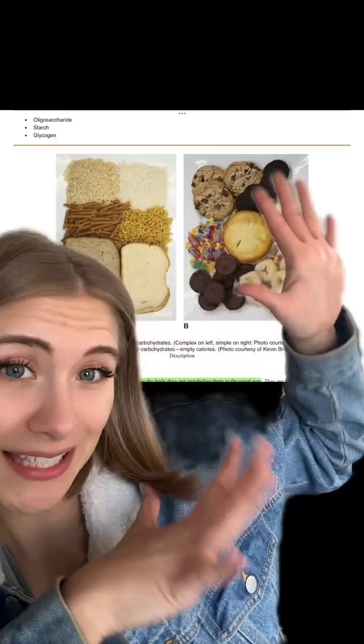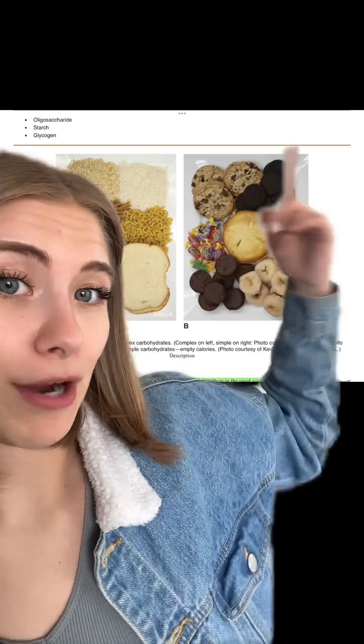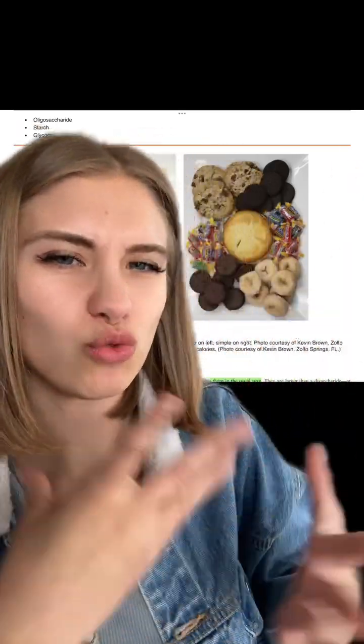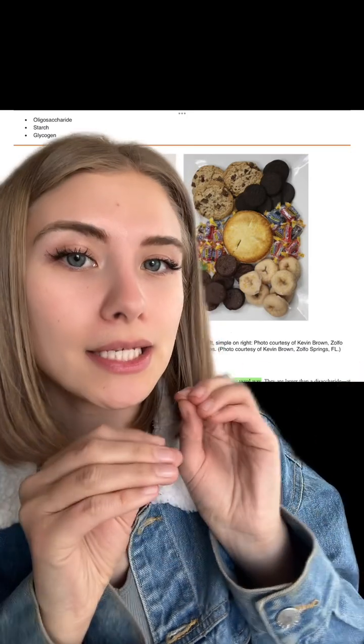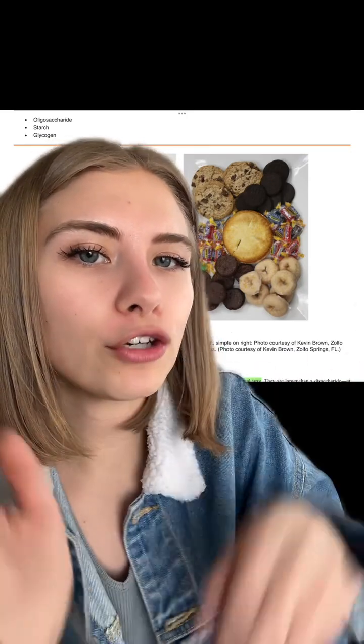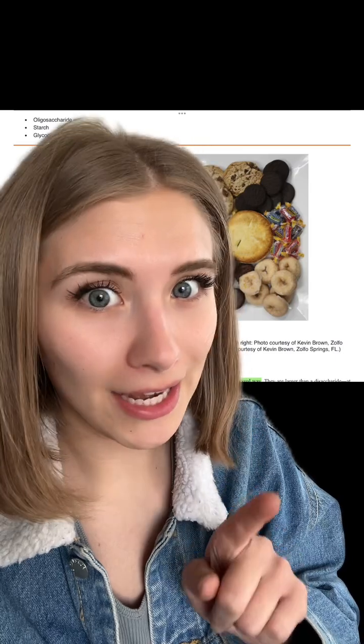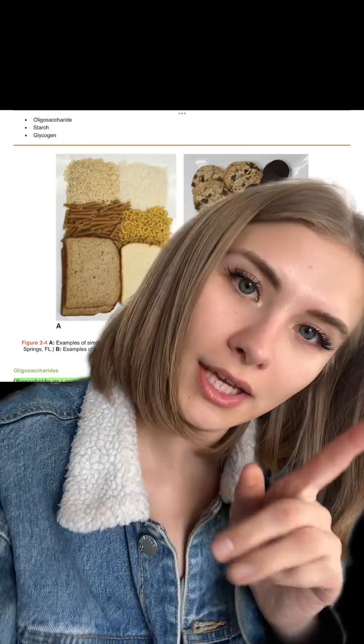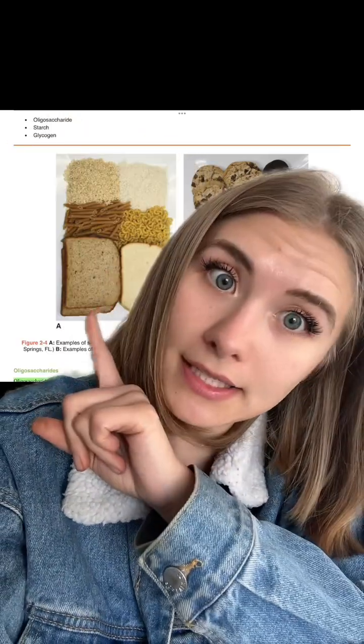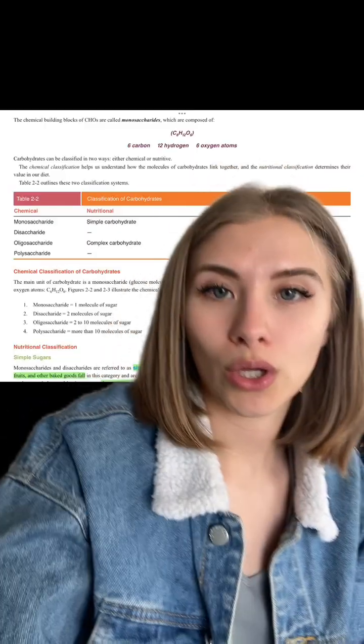And this is what the simple carbohydrates look like. They're really sweet to the taste. They're really easy to eat. They're very simple to just put into your mouth. They're very high in calories and lack a lot of nutrients. And on the other hand, we have the complex, which have the nutrients.